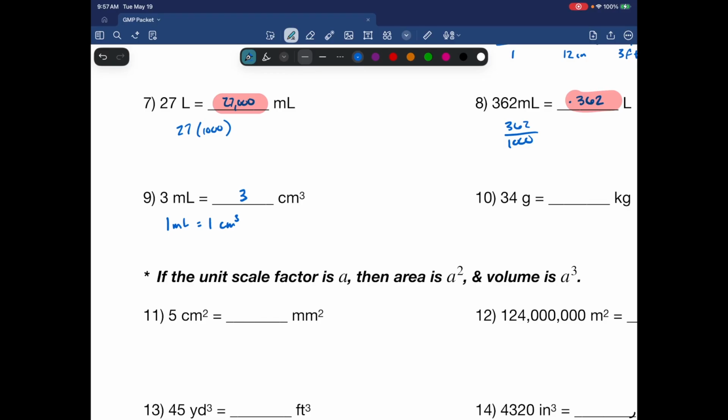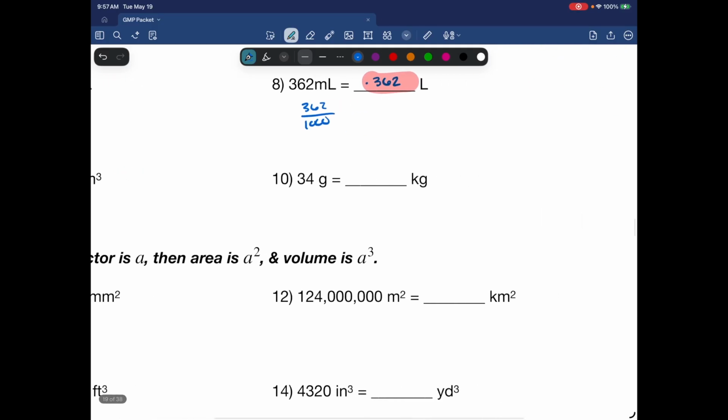Another one that we might use is 1 inch is 2.54 centimeters. That's an exact conversion. So if you needed to go from meters to inches or meters to yards, something like that, you would need to use that conversion. Here, it's a 1 to 1, so 3 milliliters is 3 cubic centimeters. So here you have grams to kilograms. Grams is smaller, so 34 divided by 1,000. It's going to give you 0.034 kilograms.